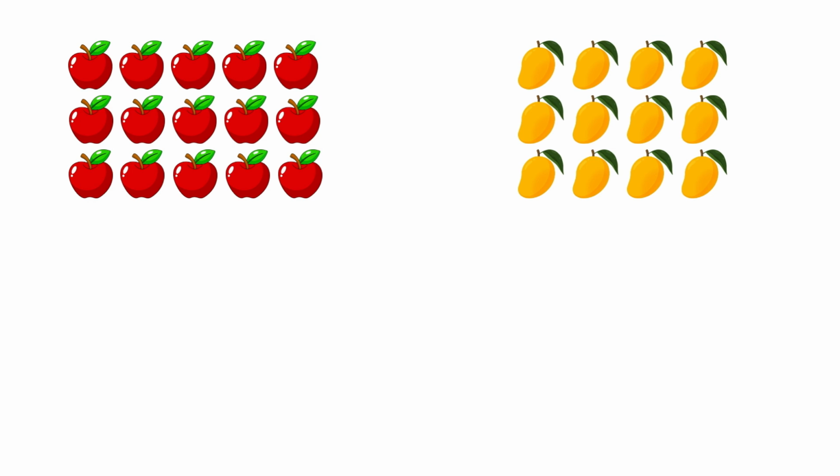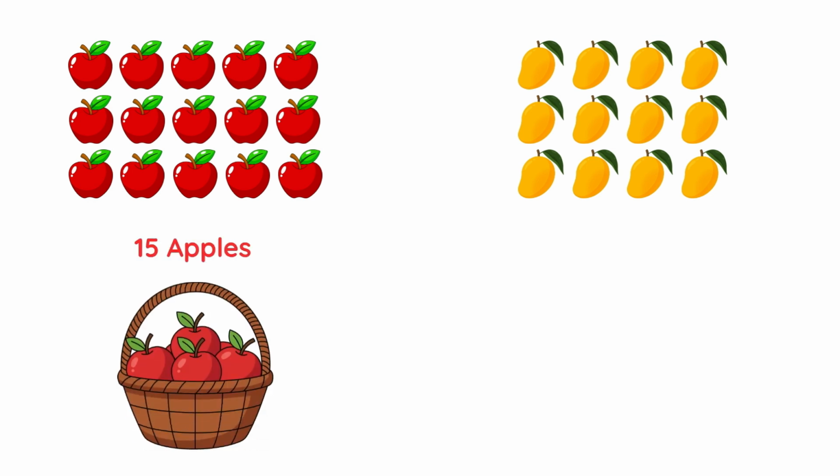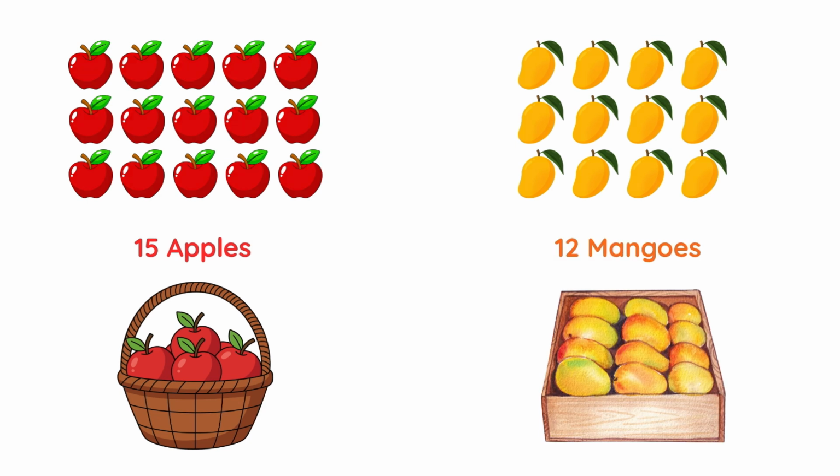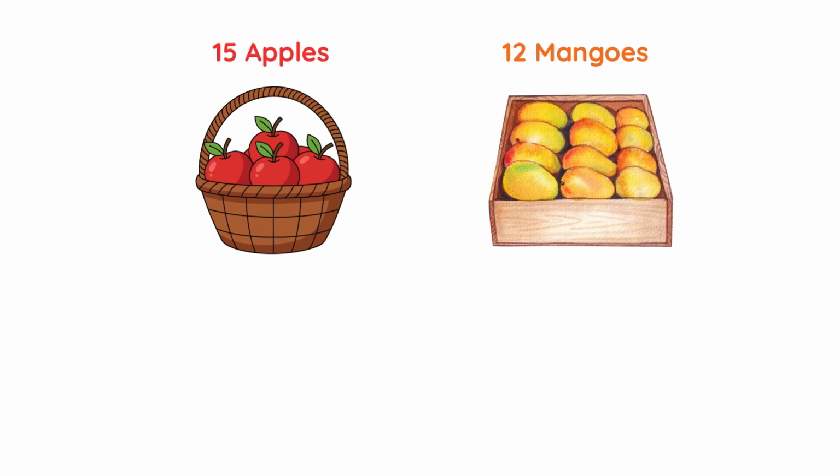Whenever we want to compare how much of one quantity is present with respect to another, we use ratios. For example, if you have 15 apples and 12 mangoes in a basket, the ratio of apples to mangoes is 15 to 12, or in simplified form, 5 to 4.